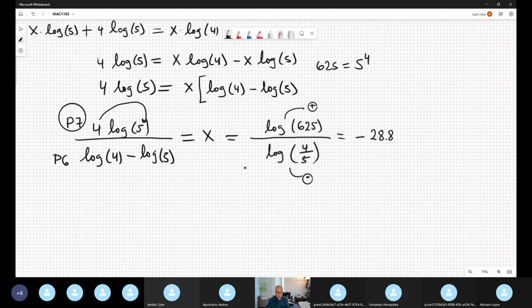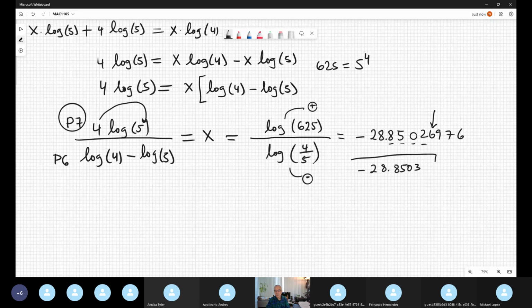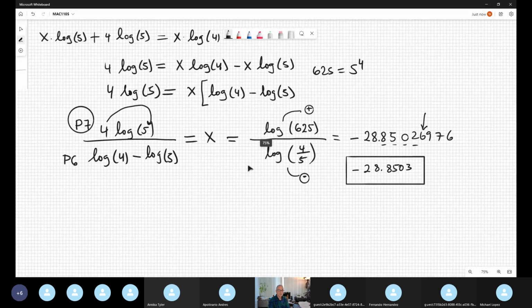28.8. The problem says 4 digits, no? 4 digits. So I copy completely, I don't care. 5, 0, 2, 6, 9, 7, 6. At least in my display of the calculator, 1, 2, 3, 4 is needed. You analyze the 6, the next digit is greater than 5, so you increase it. The answer is minus 28.8503. Boom. Any question? What part you don't understand very well?